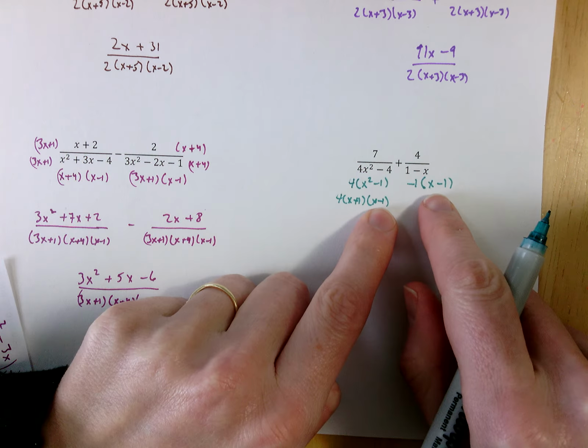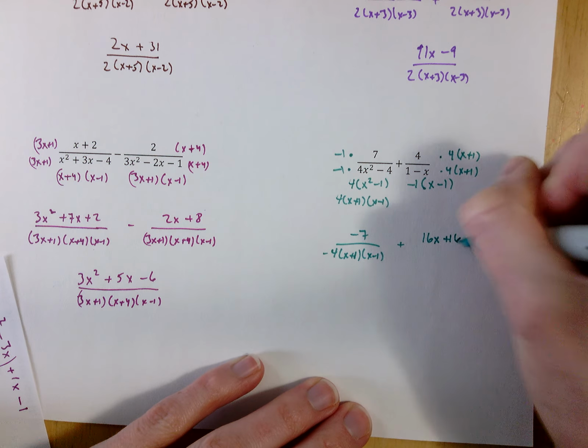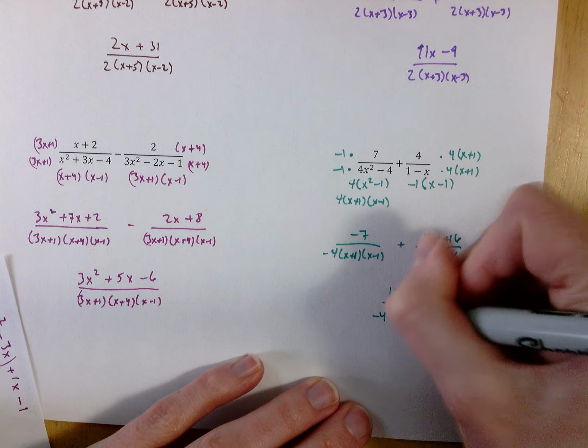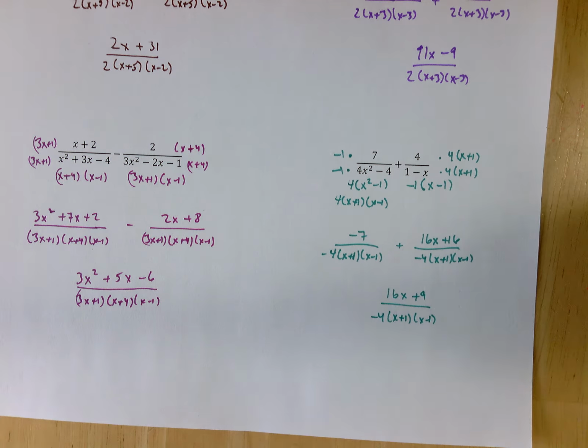Okay, so that's negative 7. Oh, and it's actually negative 4 on my denominator. And then plus here, so 4 times 4 is 16, and then I'm going to distribute that 16, so it'd be 16x plus 16. And then we combine some like terms. So 16 minus 7 would be 9. And there we go.